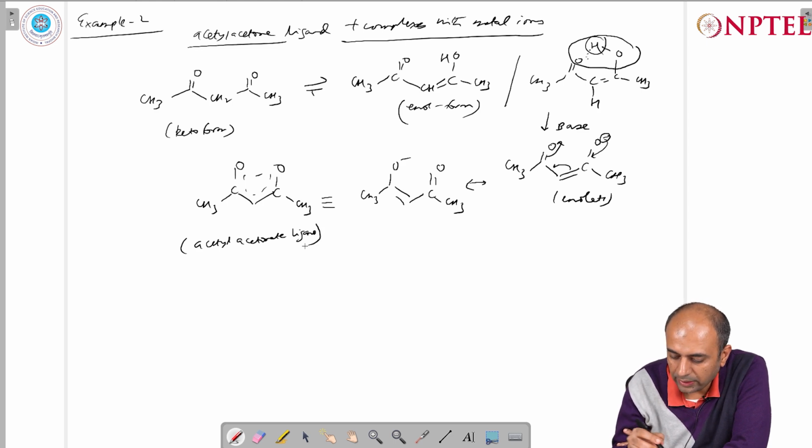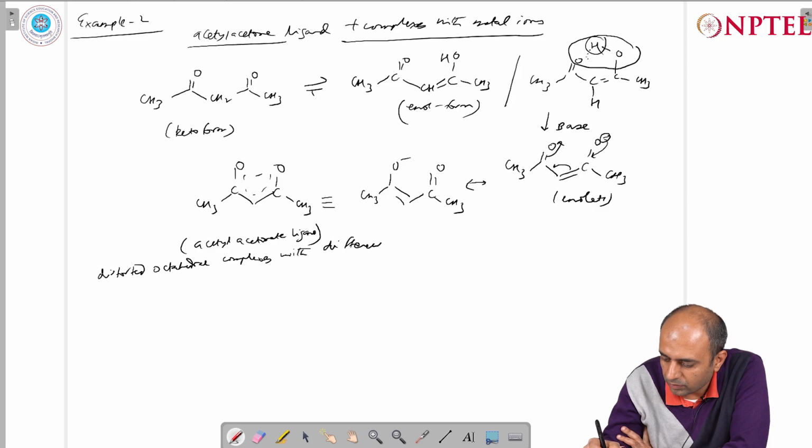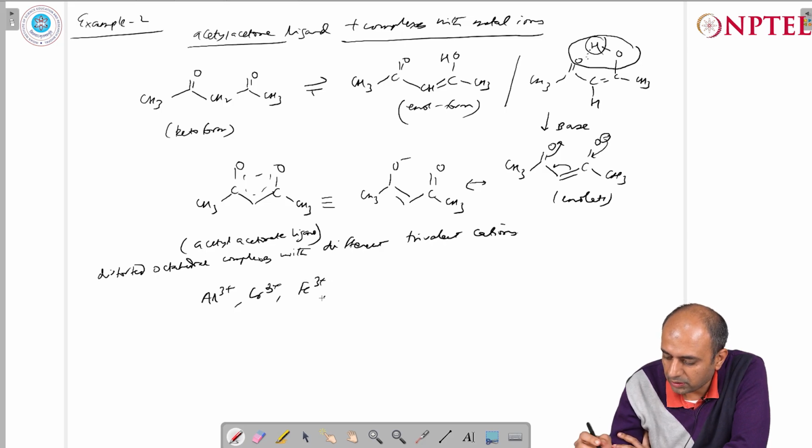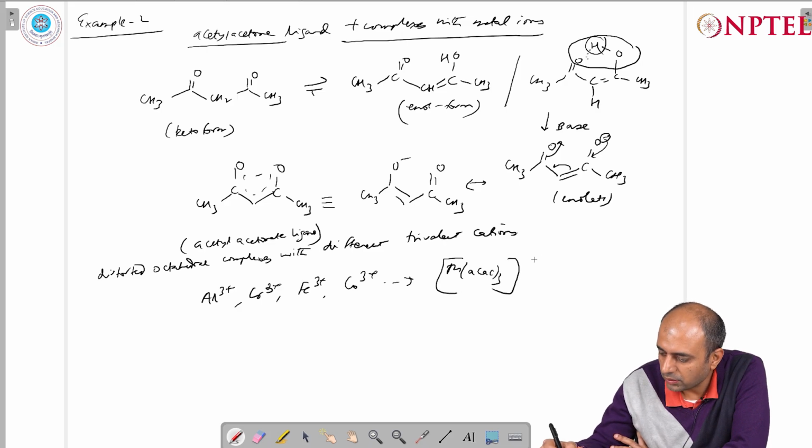And it can form octahedral complexes, distorted octahedral complexes, with different trivalent cations. For example, it can form with aluminum, chromium 3 plus, iron 3 plus, cobalt 3 plus, it can form the metal acetyl acetonate. This is the neutral complex.